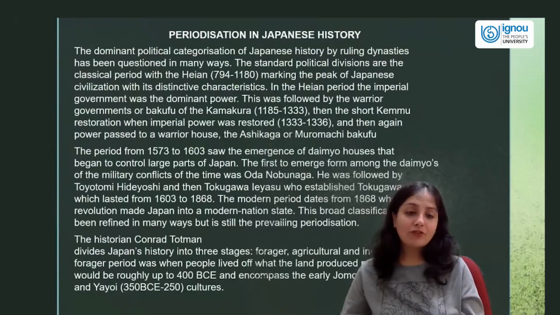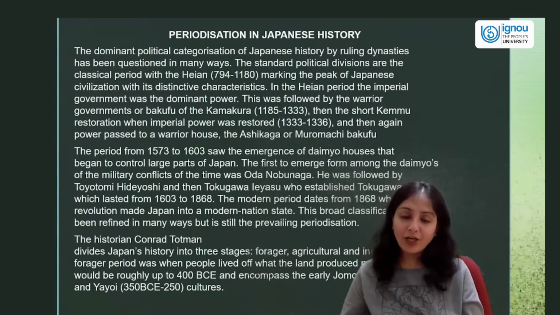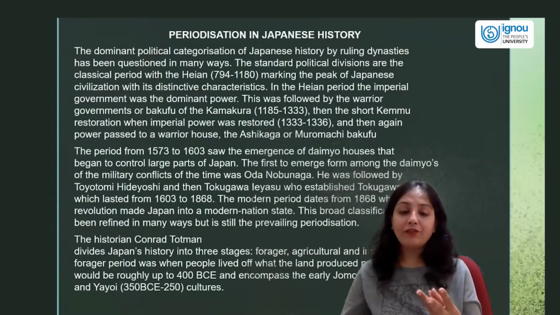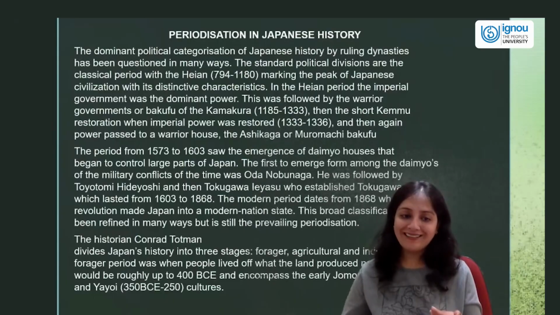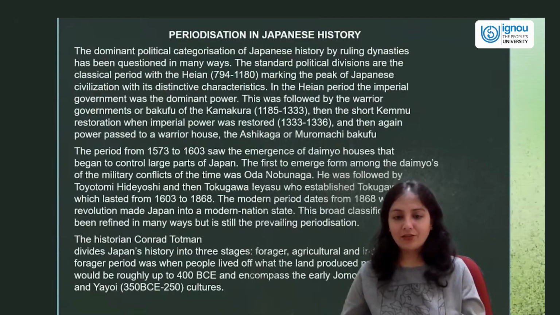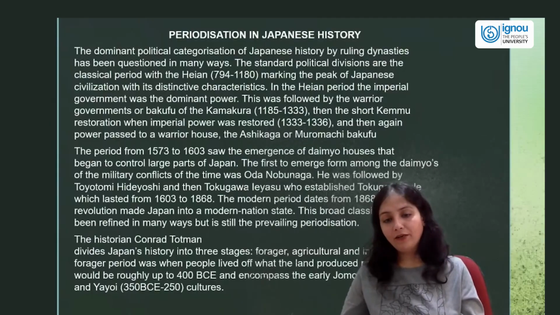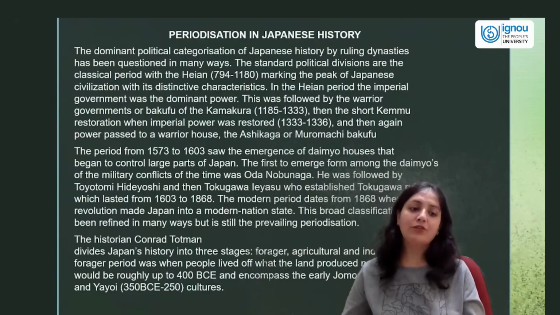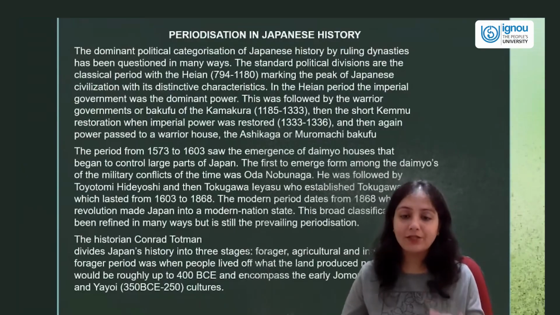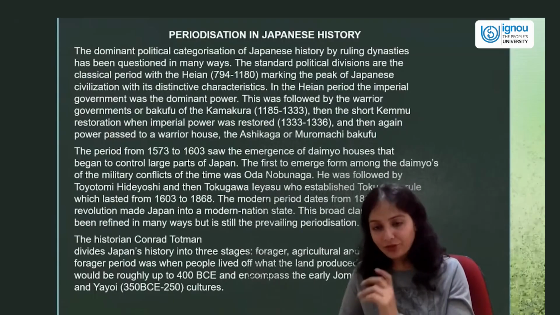Next, the historian Konrad Totman divides Japan's history into three stages. That is very important for all of you. Listen carefully. Number one, forager. Next is agricultural. And next is industrial. Konrad Totman has described the history of Japan in three stages: forager, agricultural, and industrial.